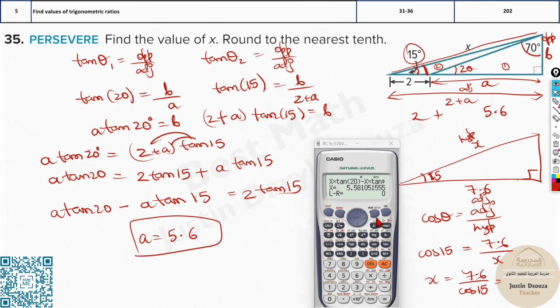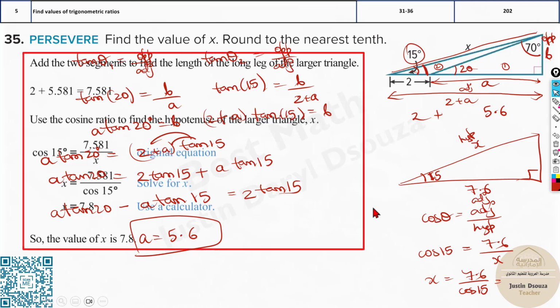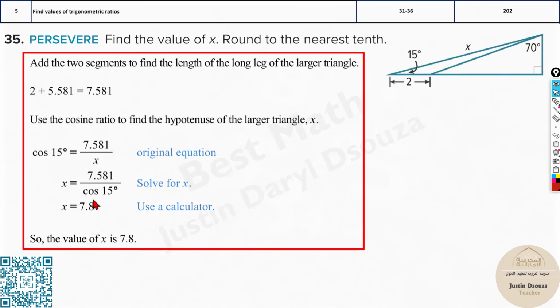All you do is put it in the calculator. 7.6 divided by cos 15 degrees, close the bracket. The answer is 7.86. That is the final answer. Here you can see, okay, it's not over here, 7.86. It's 7.9. Now here you can see this is not correct, right? At 7.8 we are getting 7.9.